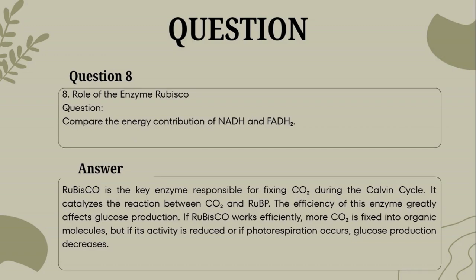Next question about role of the enzyme Rubisco. Compare the energy contribution of NADH and FADH2. Rubisco is the key enzyme responsible for fixing CO2 during the Calvin cycle. It catalyzes the reaction between CO2 and RuBP. The efficiency of this enzyme greatly affects glucose production. If Rubisco works efficiently, more CO2 is fixed into organic molecules. But if its activity is reduced or if photorespiration occurs, glucose production decreases.